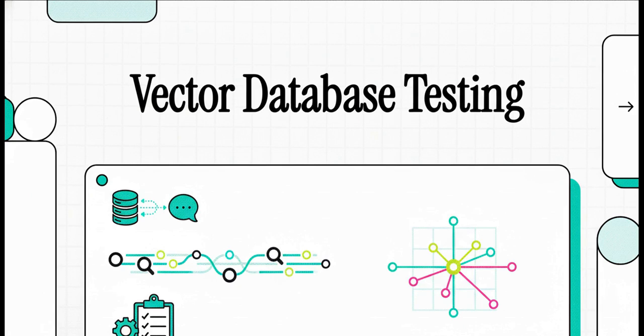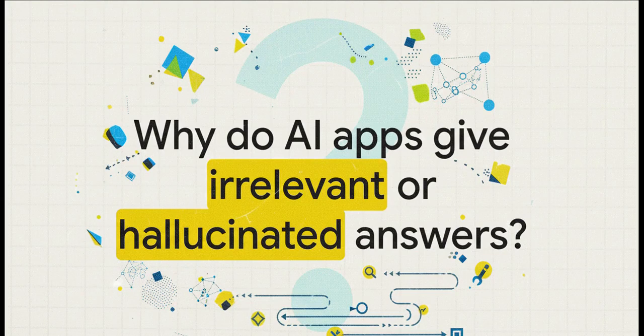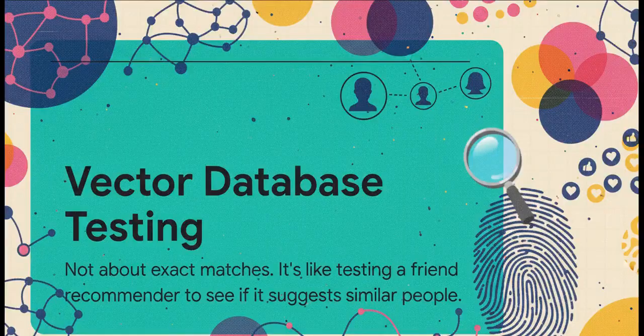Let's get into it. So why do our amazing AI tools sometimes go completely off the rails and give us these bizarre or just plain wrong answers? The reason often comes down to how well we test the very core of these systems. And today, we're going to map out exactly how to do that, so you can turn those unreliable results into trustworthy, amazing experiences.